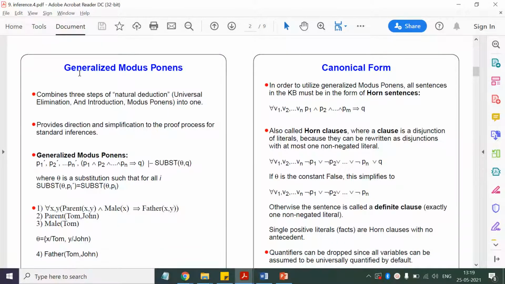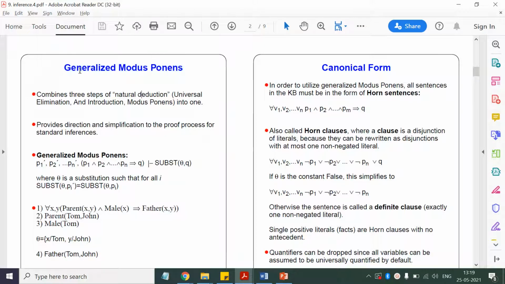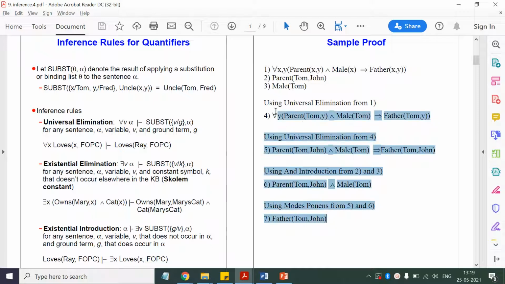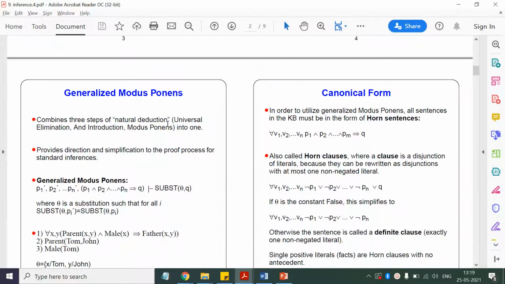Okay, then we have generalized modus ponens. So this is our normal modus ponens rule, and then we have generalized modus ponens. What we have here is actually a combination of 3 steps: universal elimination, introduction, and modus ponens. This proof is actually an example of generalized modus ponens. If we combine these 3 processes, that rule is known as generalized modus ponens.